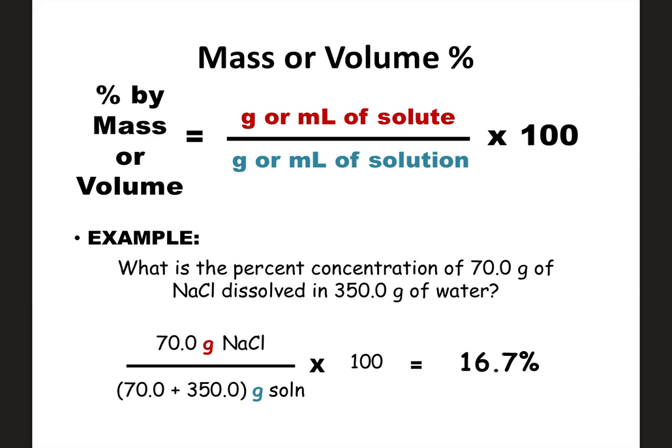But in this case, they gave you the grams of the solute and the grams of the solvent, so you have to add them. And then you just times by 100, and you get about 16.7% here. All right, so that's doing a concentration using mass percent. Pretty easy, just be careful. Make sure you have the grams of the entire solution on the bottom.